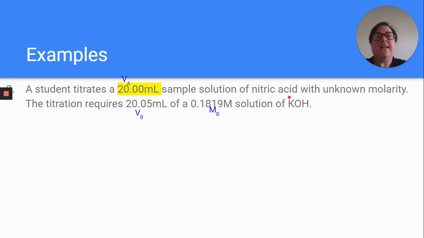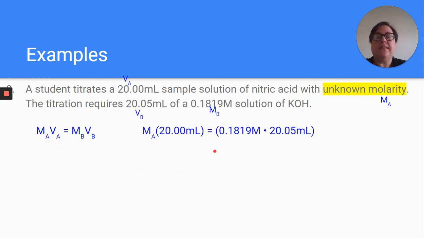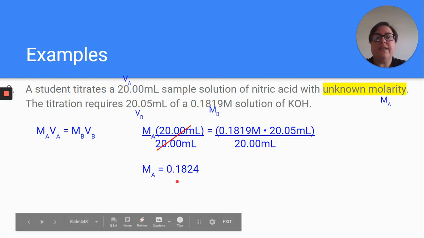Then it says nitric acid with unknown molarity. So we're looking for the nitric acid unknown molarity. We're looking for M sub A. So I turn to page 3 of the reference table, pull my titration formula, change the 1s and 2s to A's and B's, and plug my values in. To get MA by itself, we'll have to divide by 20 milliliters. When you type that into the calculator, you should get an answer of 0.1824.